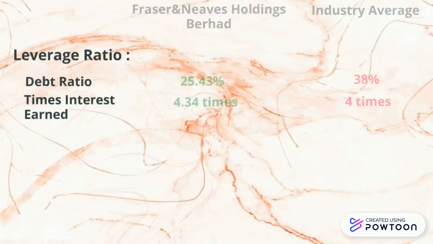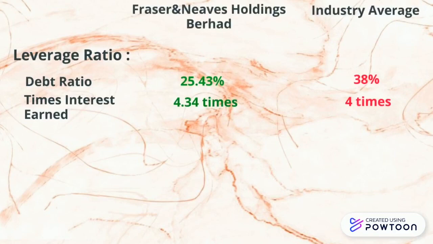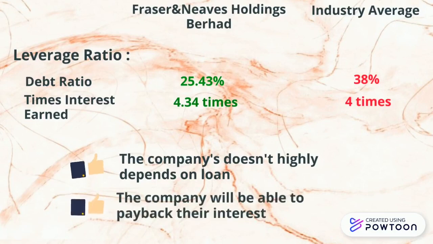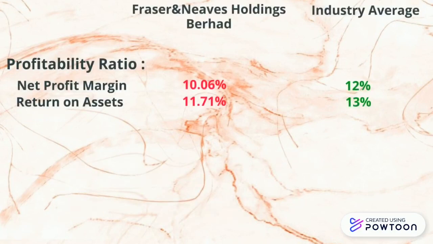Besides that, leverage ratio. The company's debt ratio is actually lower than the industry. This means that the company doesn't highly depend on loan because the company's borrowing is much lower than the industry. Meaning to say, the company might be paying less on interest, and thus, the company will be able to pay back their interest.